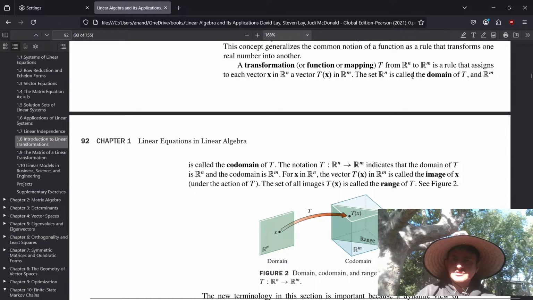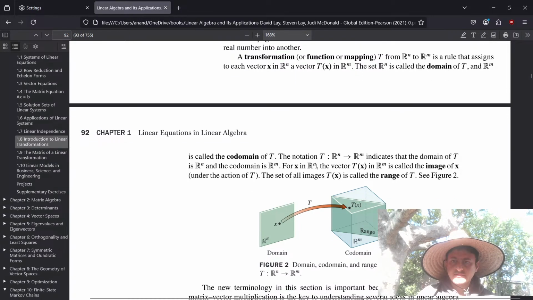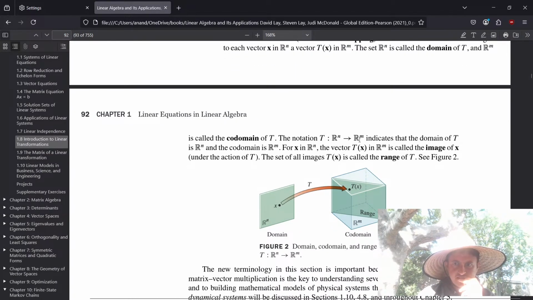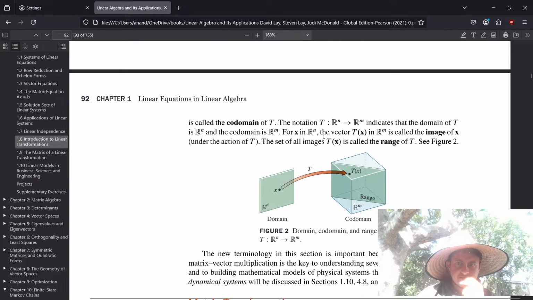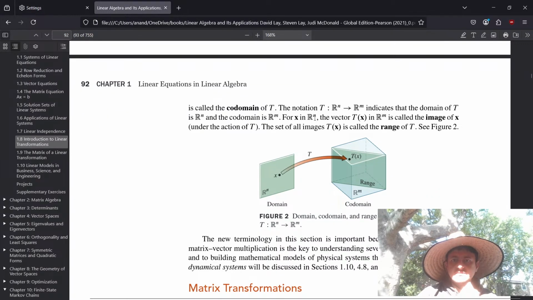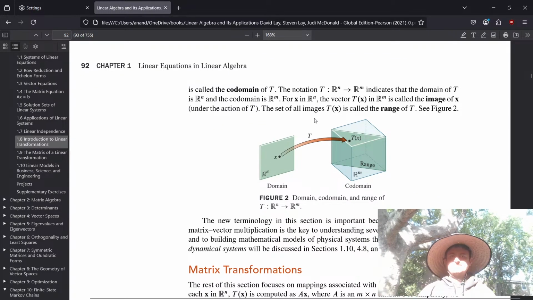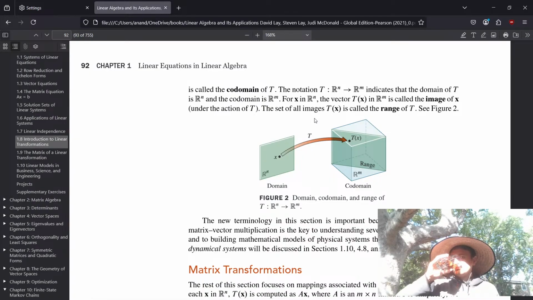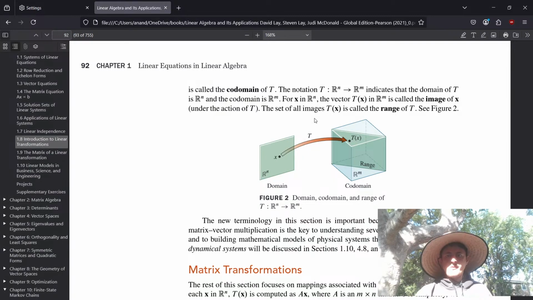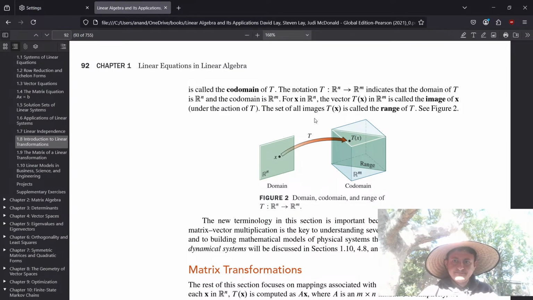So Rn is called the domain and Rm is called the codomain. The notation indicates that the domain of T is Rn and the codomain is Rm. Okay. For x, they're just setting up the notation. For x in Rn, the vector is called the image. Okay, this is a good picture.